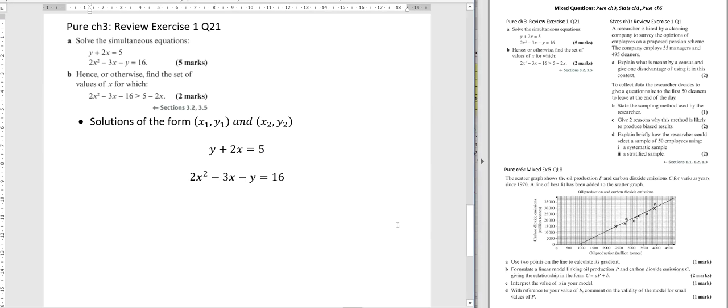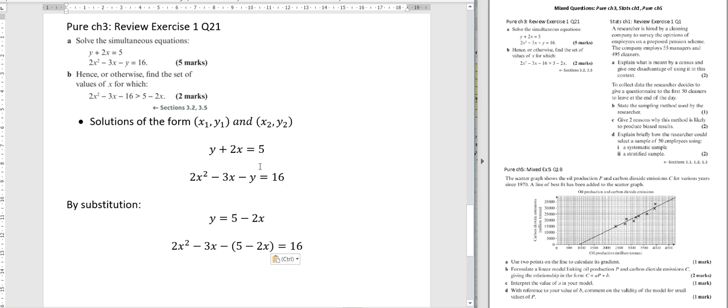Now, when we solve simultaneous equations, if they're both linear, then you might use elimination or substitution or even plug them into your calculator. If one of them is more complicated than that, then we always go with substitution. And substitution means we need to rewrite one of the equations, typically the simplest one, in a form that allows us to substitute it for one of the variables into the other equation. So 2x squared minus 3x minus y will be 16, but y is equal to 5 minus 2x. So I can plug that in place of y.